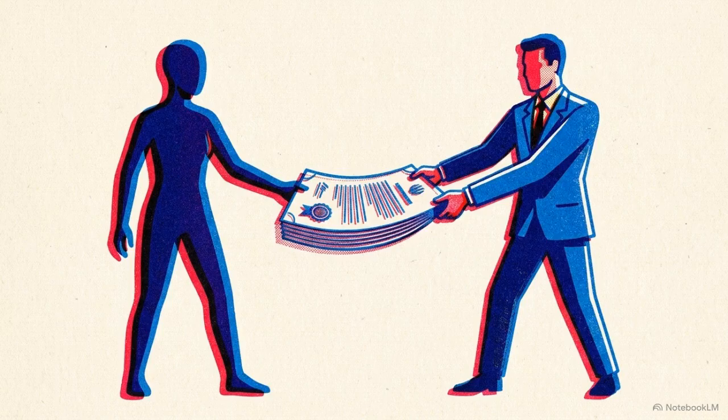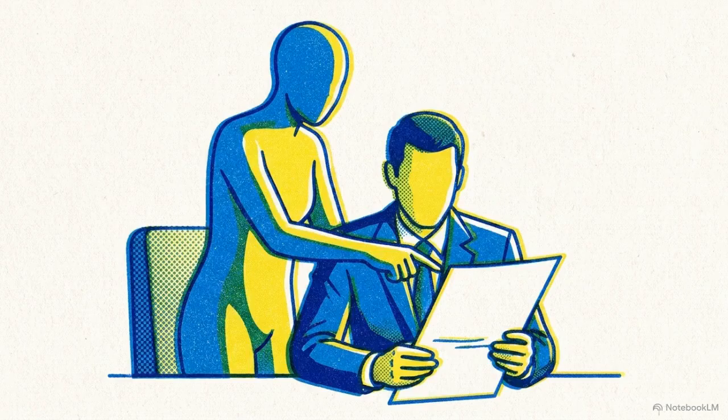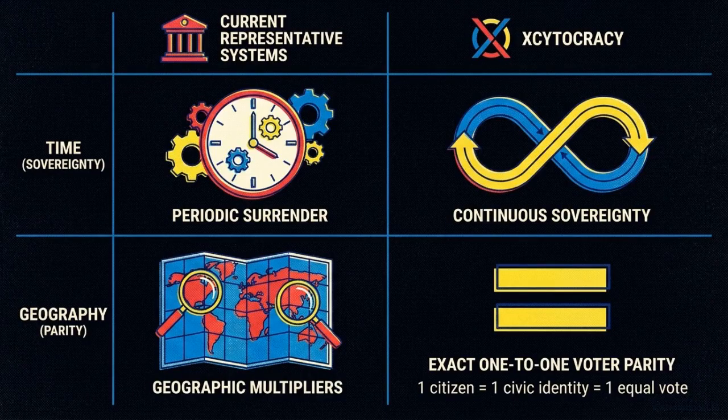The central law of Xcytocracy is that political authority is only ever lent by the people. A politician never permanently owns the mandate, and the citizens never surrender their sovereignty. To understand how this works in practice, we need to run a head-to-head comparison. This matrix pits the mechanics of current representative systems, which rely on periodic surrender and geographic multipliers, against the Xcytocracy model of continuous sovereignty and exact one-to-one voter parity.